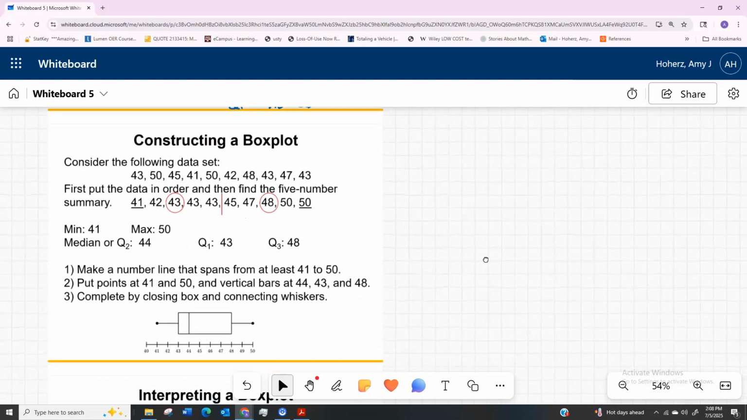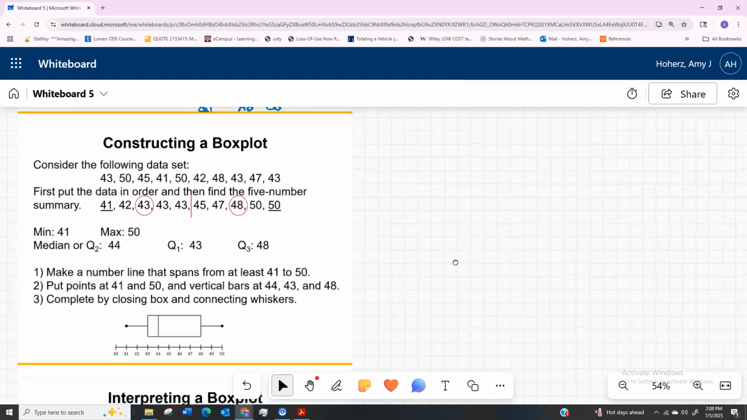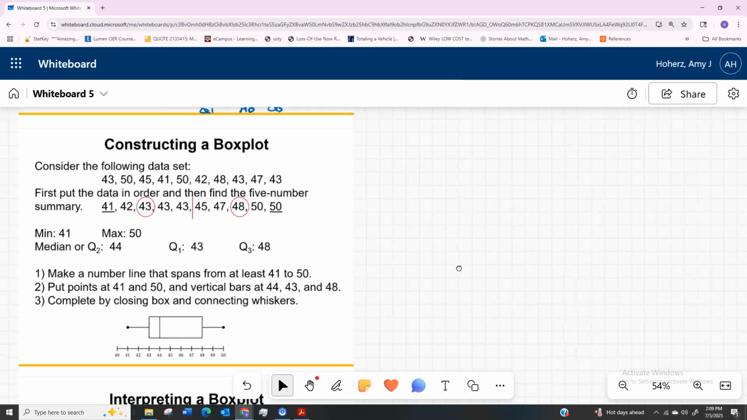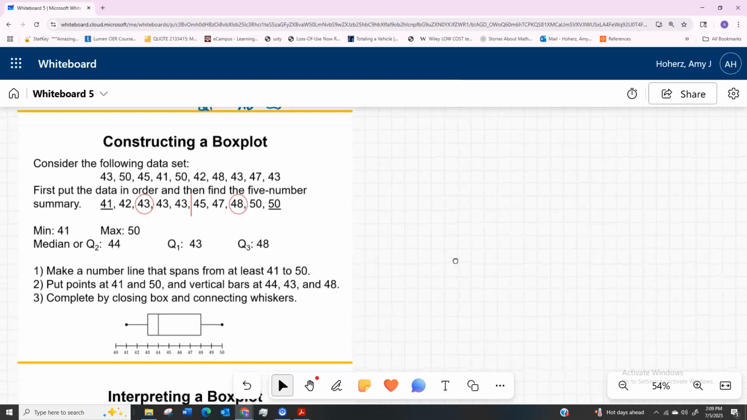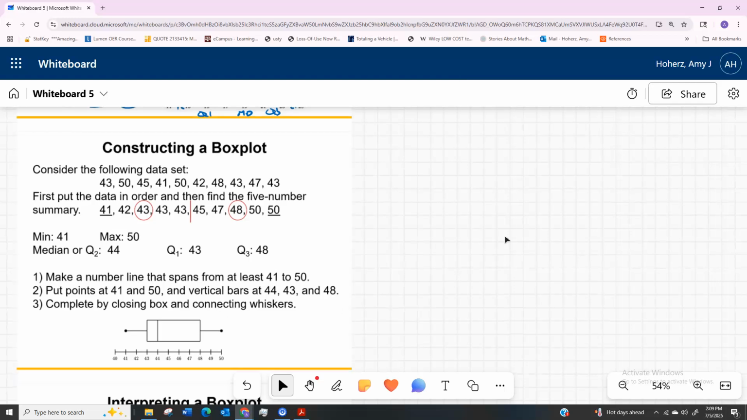Okay, so let's look at constructing a box plot. So we're going to start from scratch and we're going to construct a box plot. Again, I know the answers are here, but if we draw this out and do it together, it'll make a lot more sense where it came from. Okay, so here are our values. We have to list them in order so that we can get the median and the quartiles.